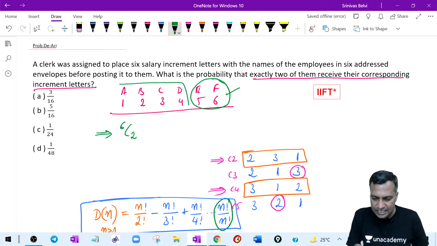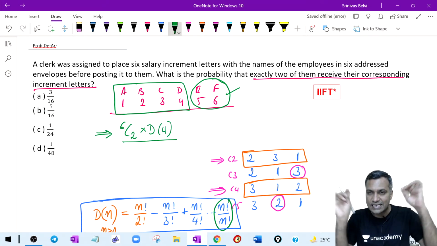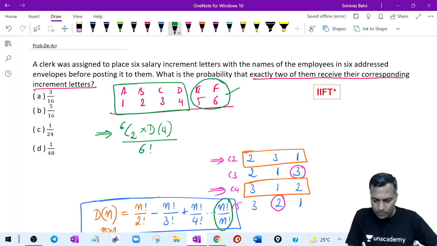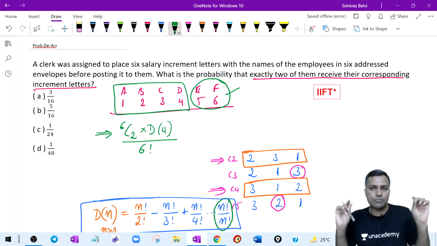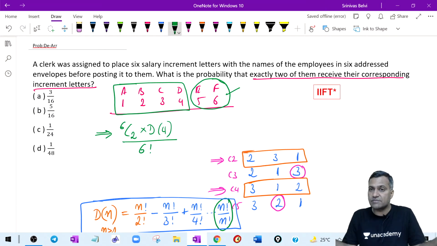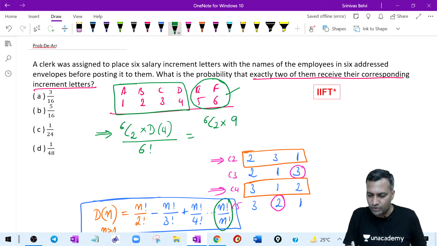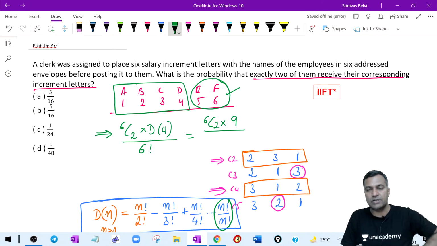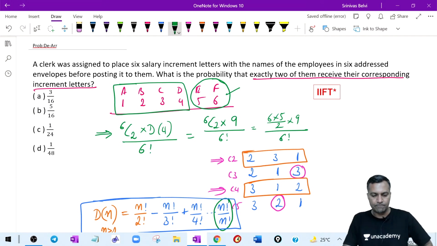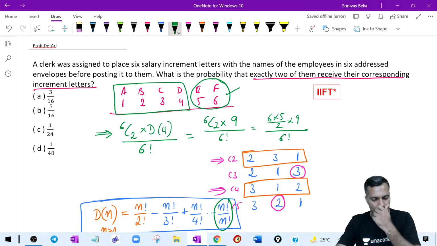So what happened? It is the dearrangement for the remaining 4, divided by, when you place 6 letters in 6 envelopes, your denominator will be 6 factorial. The clerk can put 6 letters in 6 envelopes in 6 factorial ways. Simplify this. Therefore, you say 6C2. What is the dearrangement for 4? We just now discussed, dearrangement for 4 is 9, divided by 6 factorial. We have to simplify this. Therefore, 6 into 5 divided by 2, into 9, divided by 6 factorial. Upon simplification, you get 3 by 16.